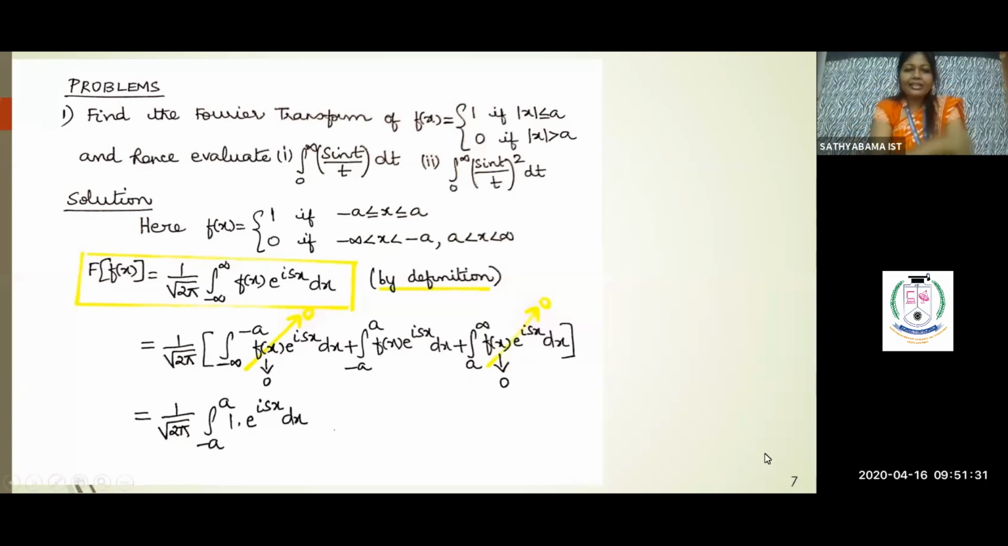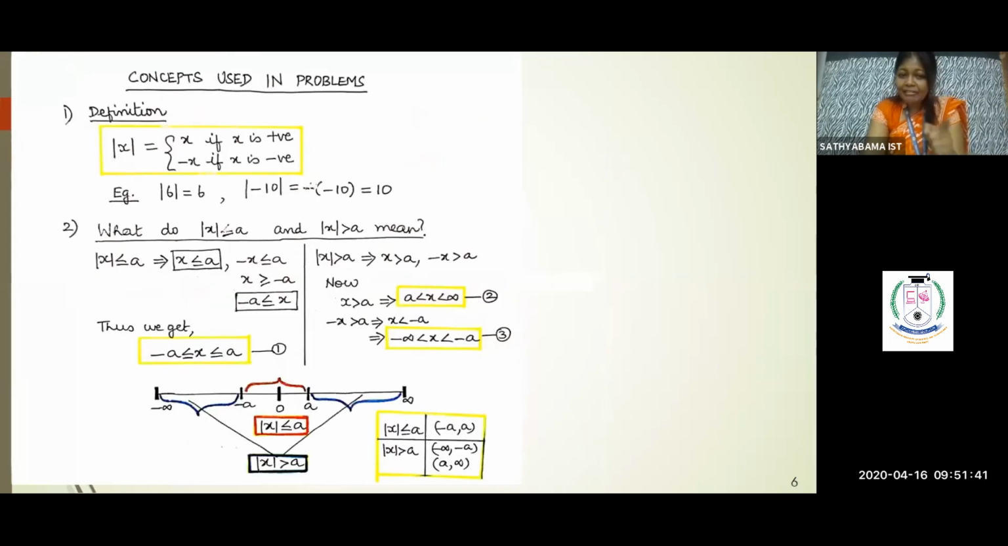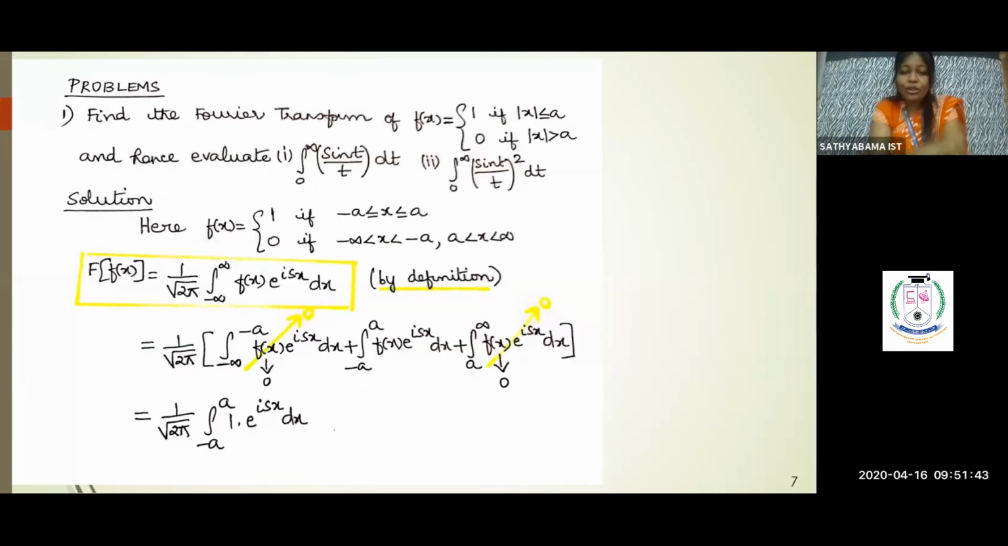Okay, all right. So I've explained clearly in the solution. Look at the first line in the solution. Here, what is f of x? You should tell me now. Just now we saw the previous page. You remember this? I've used that here. So what is f of x? It takes the value 1 when x lies between minus a to plus a. Isn't it? What is mod x less than or equal to a? It stands for minus a to plus a.